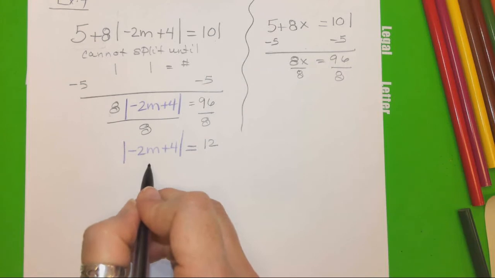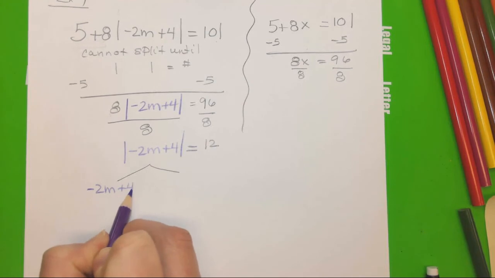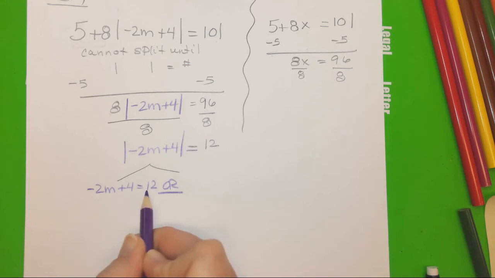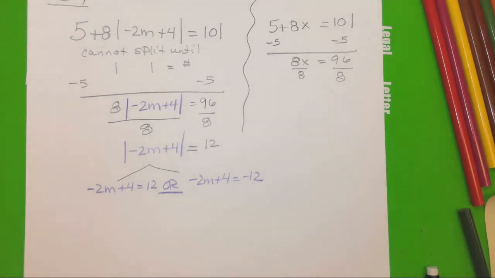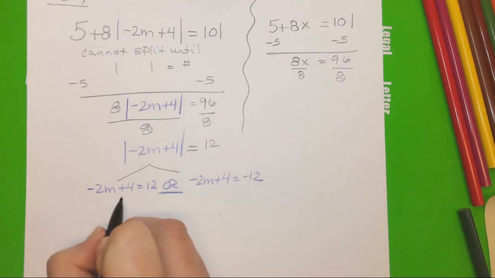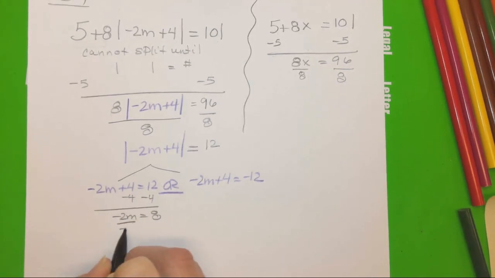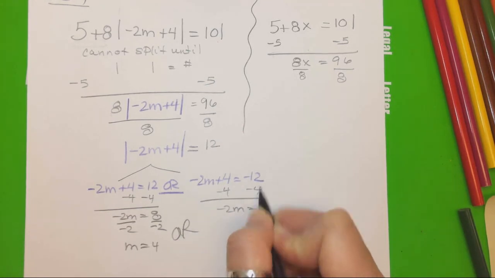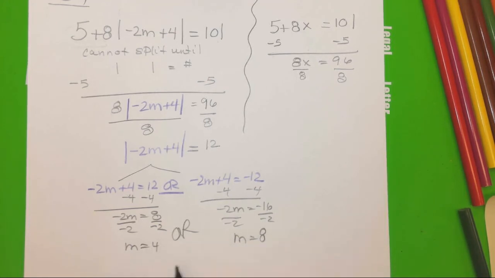Now at this point you can go ahead and split it into your two problems. But when you do split it into your two problems, those absolute value marks no longer exist. You say -2m plus 4 is 12, or -2m plus 4 equals -12. And then we would just go ahead and solve each of those little pieces. So -2m equals 8, so m is -4, or -2m equals -16, and so m is equal to 8.